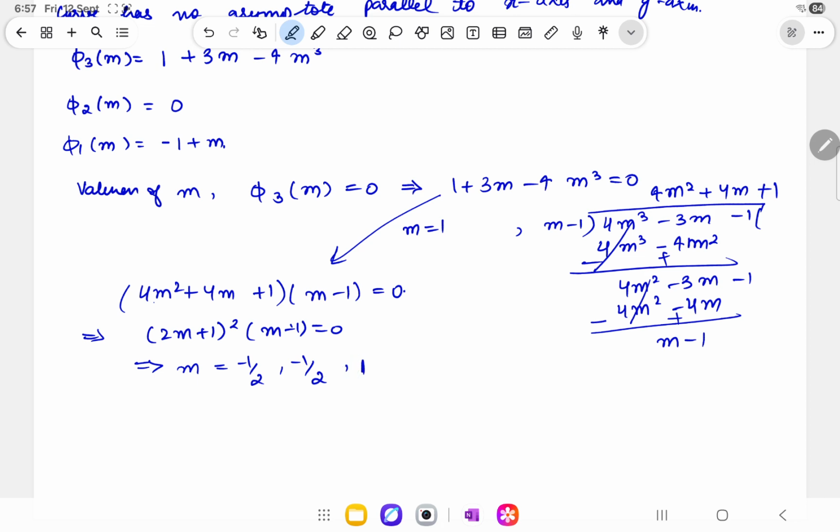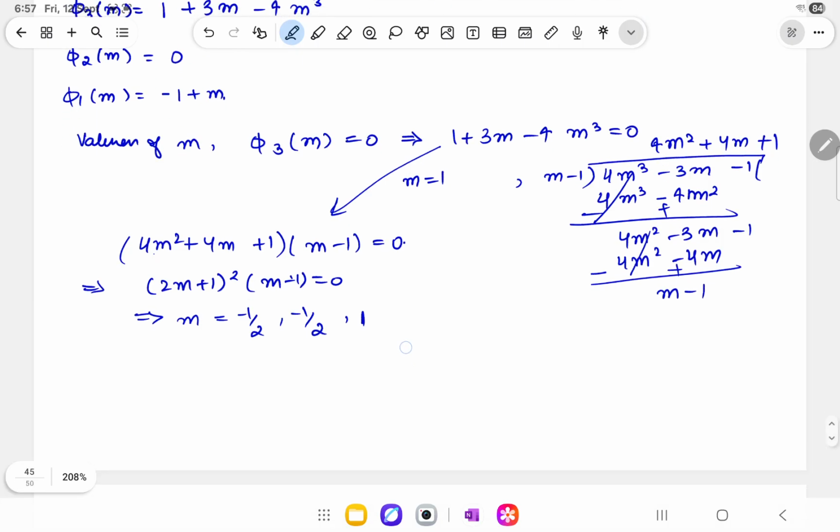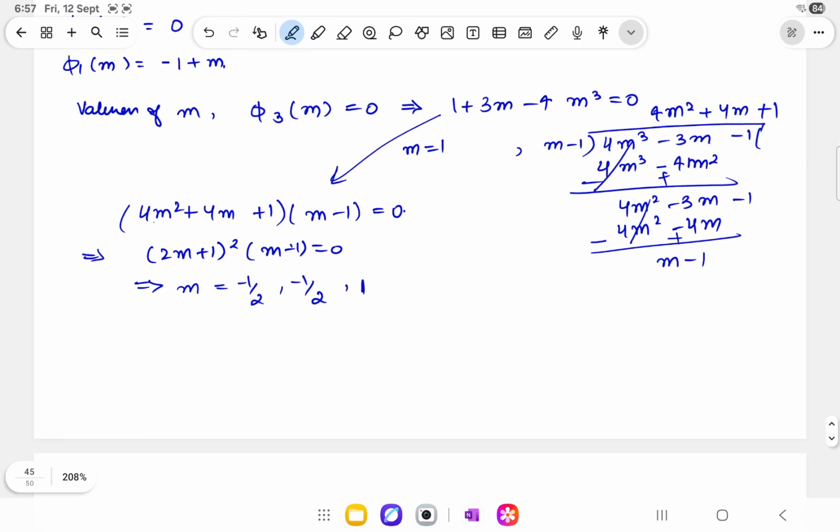So you see that here all three m's are not distinct. M equals to minus 1 by 2 has multiplicity 2. Now in case of repeating values of m, we basically find our c using c raised to n by n factorial into phi n plus 1 dash m.